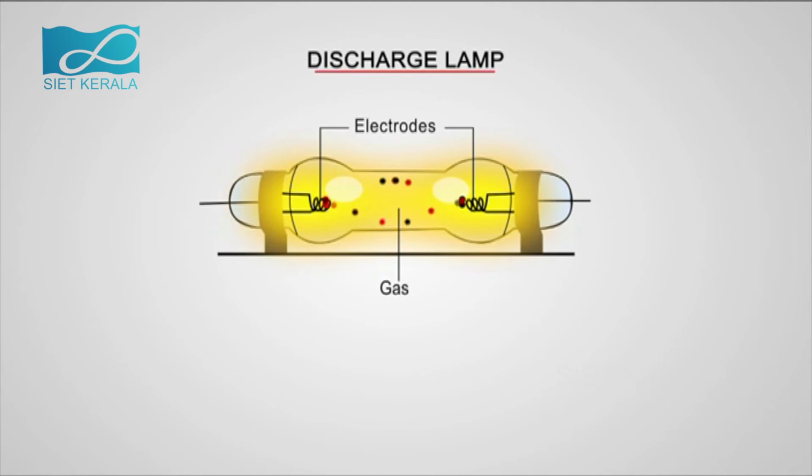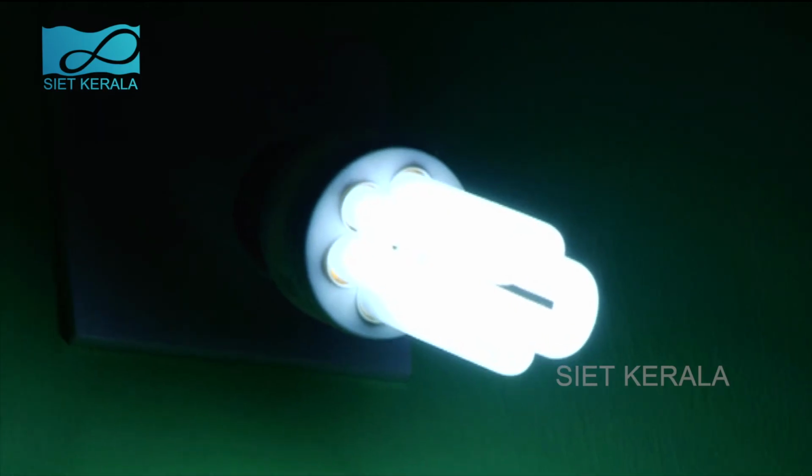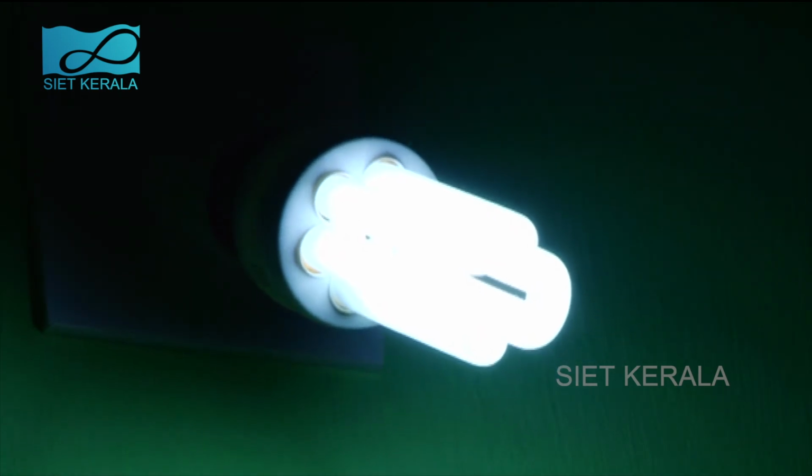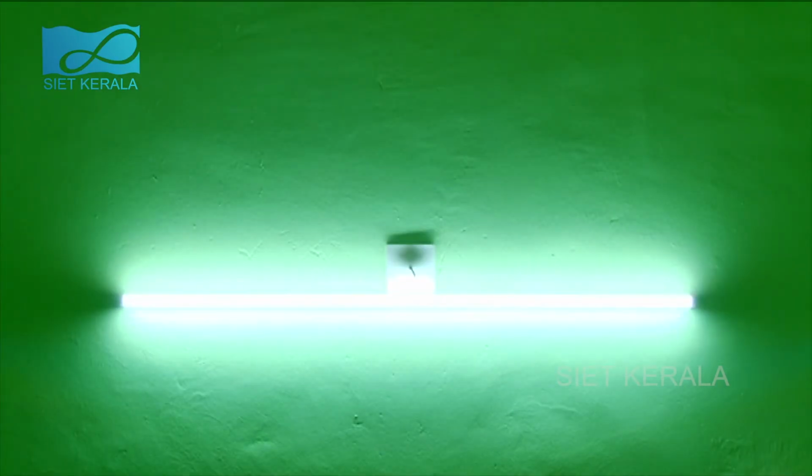Due to these collisions, the electrons in the atoms get excited. These electrons try to come back in order to attain stability. During this process, the excess energy is released in the form of light. Depending on the nature of gas filled in the tube, the color of the light emitted varies. There are many types of discharge lamps. Fluorescent lamp is one among them.